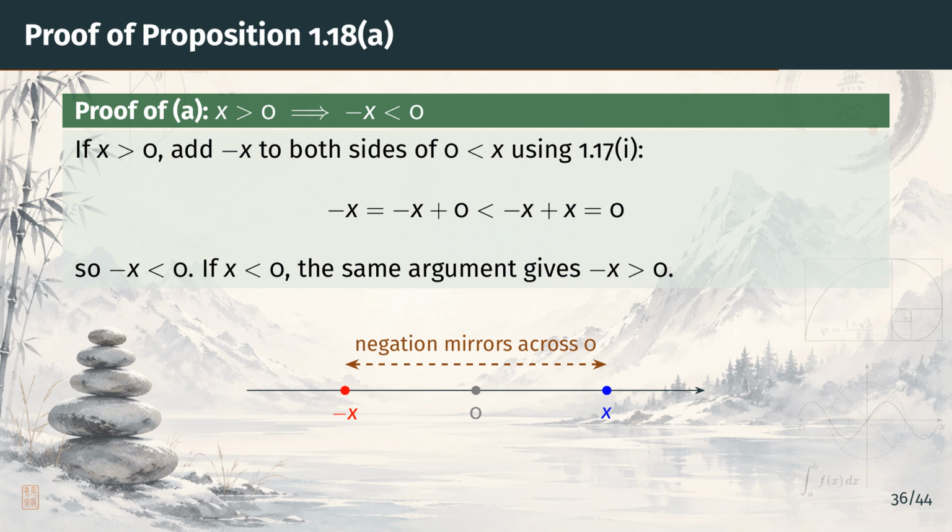On the right, negative x plus x equals 0. So we get negative x is less than 0, which means negative x is negative. The converse direction, that if x is negative, then negative x is positive, works the same way. Start from x less than 0 and add negative x to both sides. Let's continue with Part B.